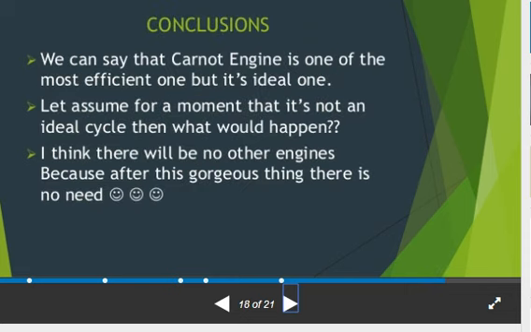Then finally we can conclude that the Carnot engine is one of the most efficient, but it is an ideal one. This is what we discussed today: the lecture on the Carnot cycle, its limitations and some important parameters. This is the end of today's session.